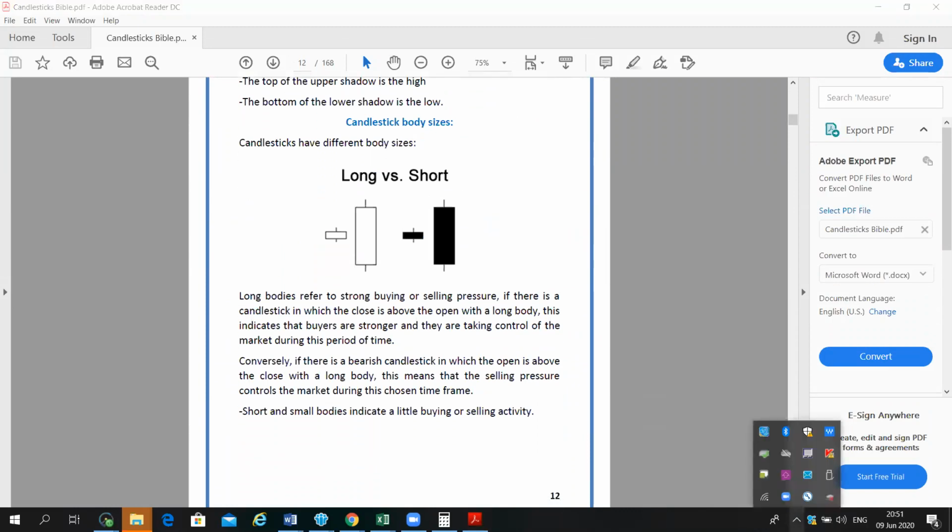Now with candlesticks, sometimes they have different bodies, as you can see. We have the ones that have a bigger body, which shows that the market was volatile, or the buy pressure was a lot. And then here, the sell pressure was a lot. Remember, the bearish candles are for a sell, the bullish candles are for a buy.